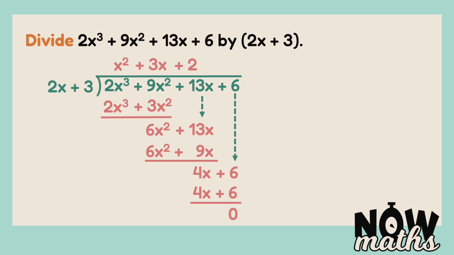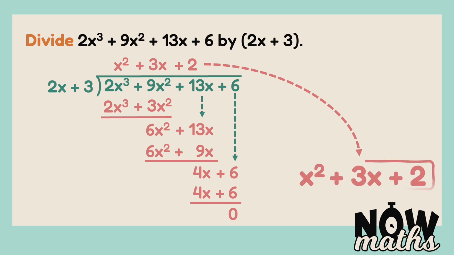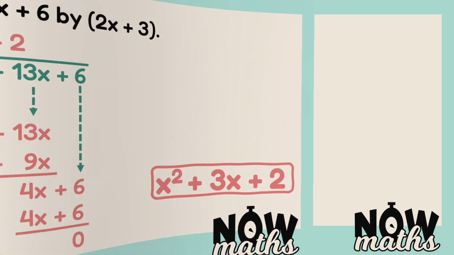Since the remainder right at the end of the division is 0, this tells us that 2x plus 3 is a factor of the cubic that we started with. And our final answer is at the top of our working, which is x squared plus 3x plus 2. This is also known as the quotient of the division.